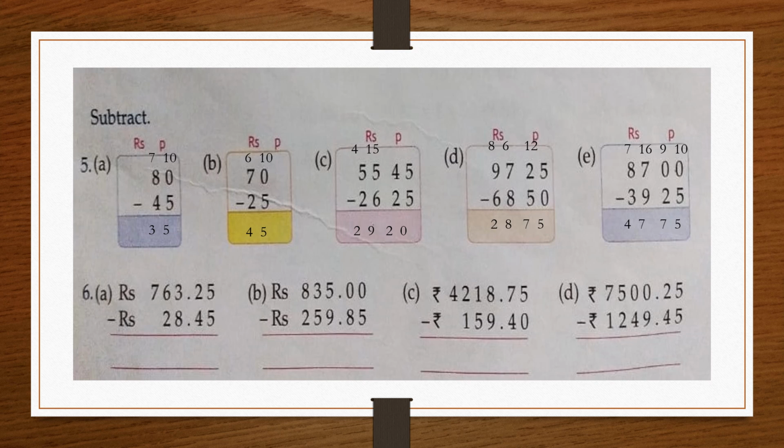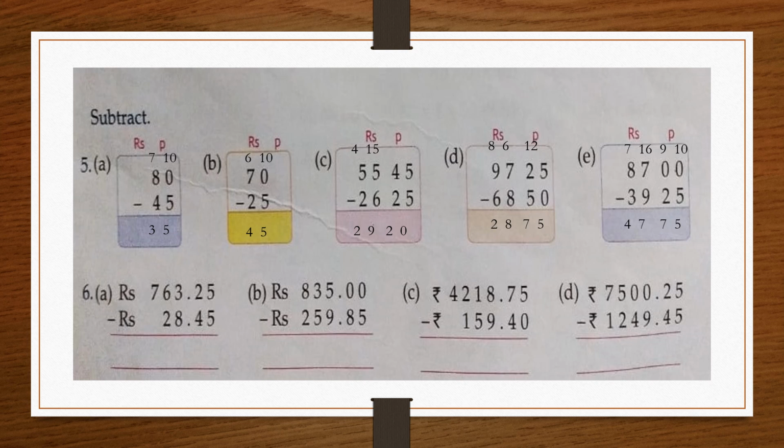So now 10 minus 5 is 5 and 9 minus 2 is 7. Now from 6 you cannot subtract 9. So you will also borrow 1 from 8. So it will become 16. Now 16 minus 9 is 7 and 8 is reduced to 7. So 7 minus 3 is 4. So your answer is 47 rupees 75 paisa.